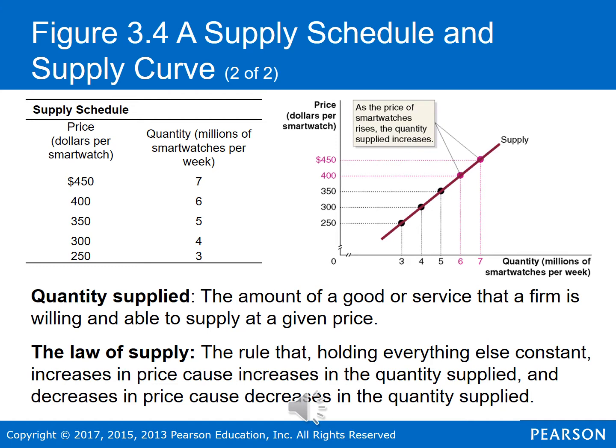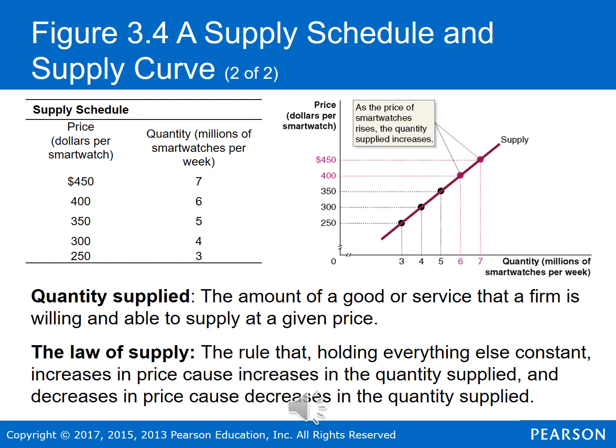The quantity supplied is the amount of a good or service that a firm is willing and able to supply at a given price. So at the price of $400, firms are willing and able to supply 6 million smartwatches per week. That's the quantity supplied. At the price of $300, the quantity supplied is 4 million smartwatches per week.